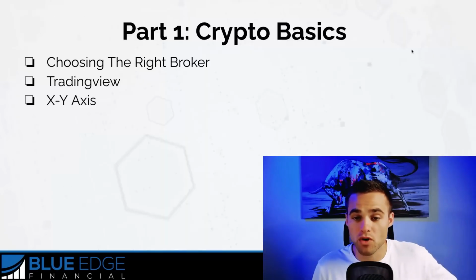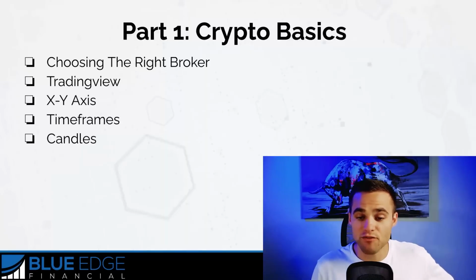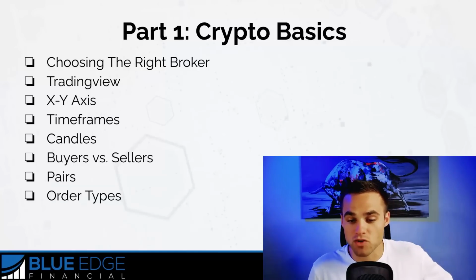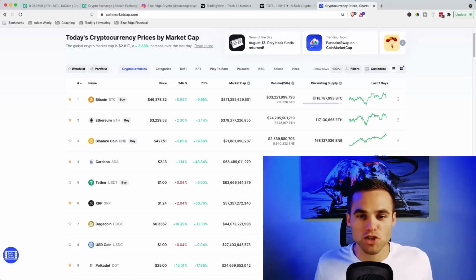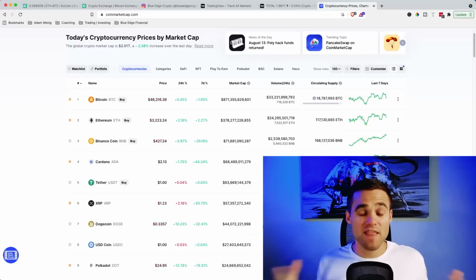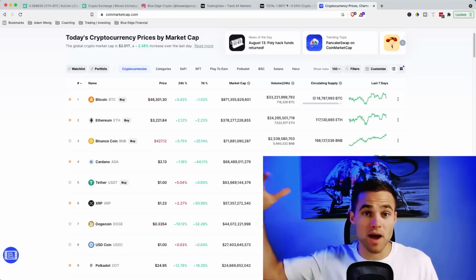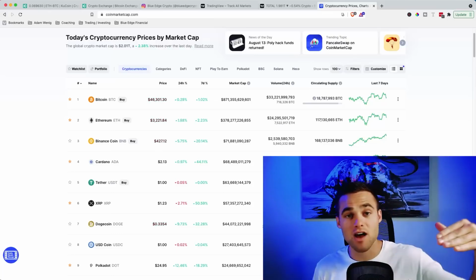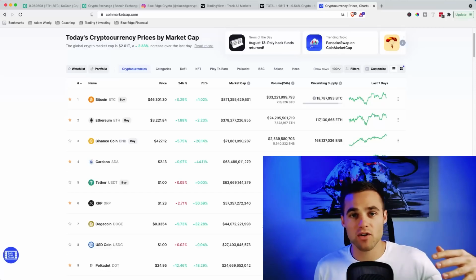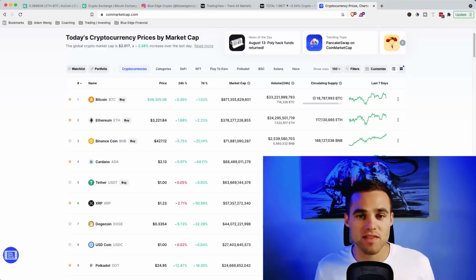So we've covered choosing the right broker, TradingView, X and Y axis, time frames, candles, buyers versus sellers, pairs, order types. Now we're going to talk about which assets are best to actually trade. Now, when trading cryptocurrencies, you want to make sure that you're trading the best assets to trade. With cryptocurrencies, since there's like 10,000 different cryptocurrencies, sometimes it can be difficult to get in and out of certain trades, to find somebody to buy if you're selling, or to find somebody to sell if you're buying, in this scenario, because there's low liquidity. What does that mean? That there's not enough people actually trading this market.